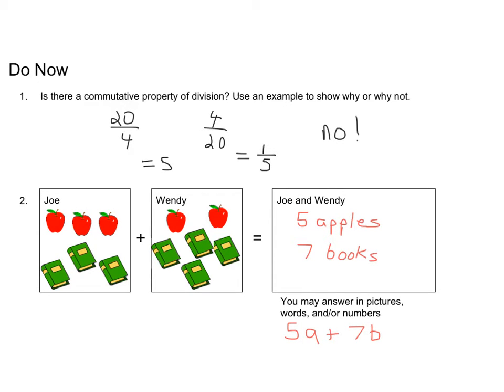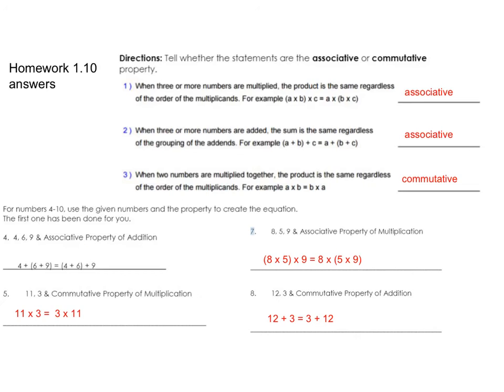All right, let's take a quick look at the homework answers. Here are the answers again. The point of this is just to make sure you can distinguish between the associative property and the commutative property. Remember, commutative is about moving things around. Associative is about associating different groups together using parentheses. So let's review those again real quickly. Turn to the next page, please.